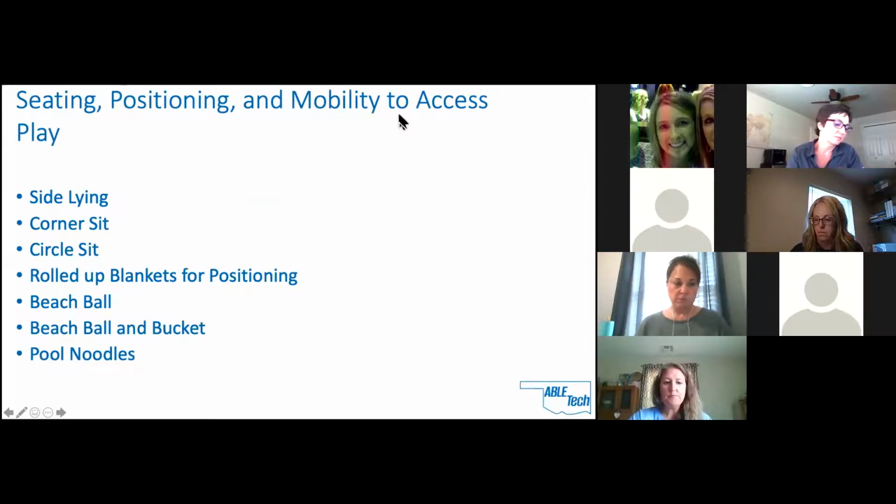So some good low tech or no tech AT for seating position and mobility is side lying. You can side lie against the wall to give them some support. Against the couch is a great idea. You can roll up a blanket and put it behind them for some proper barriers as well. Corner sitting is very great. It gives some lateral supports on either side.